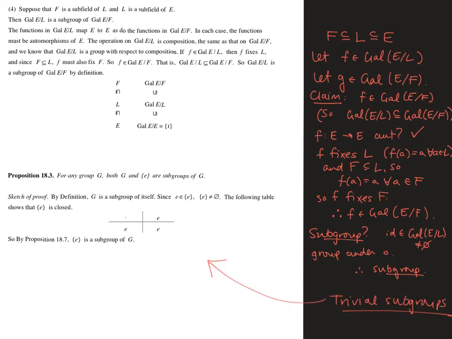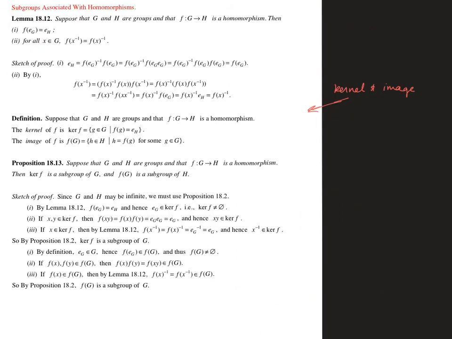Now the last thing on this page is a proposition that tells us that given a group G, it has two automatic subgroups. The set containing only the identity and the group itself are subgroups. And so we call those trivial subgroups since every group has them.